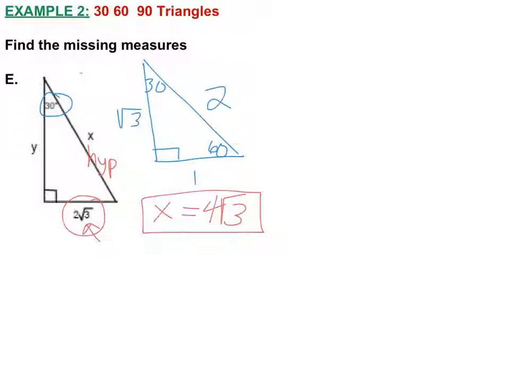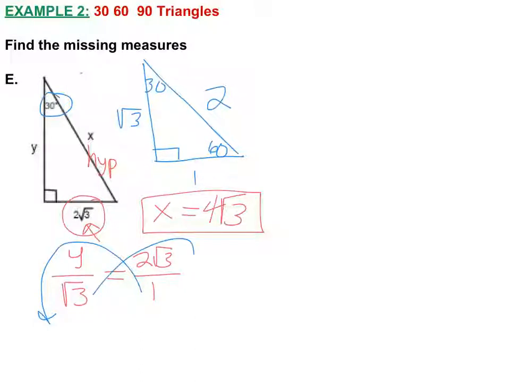Let's solve for y. We'll set up the proportion. So y's corresponding part is square root of 3. We're given 2 square roots of 3, and that corresponding part is 1. So we do the cross multiplication, and we end up with y is equal to 2 times the square root of 3 times the square root of 3.